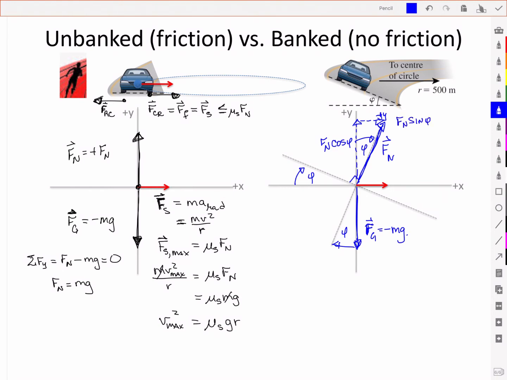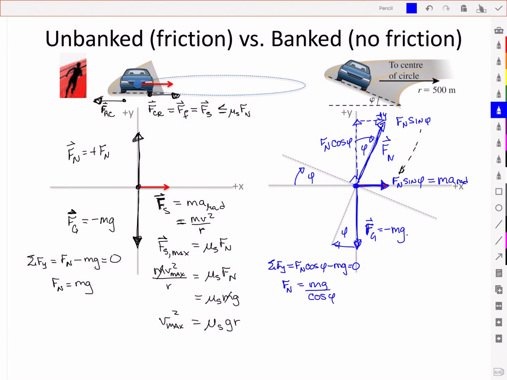And I can show it down here instead, acting right at the center of my body for a free body diagram. So I've moved it down here and I have an Fn sine phi, rewriting it, and it's that Fn sine phi that is giving me my radial acceleration. If we look at the sum of the y components now, we've got an Fn cos phi minus mg all equal to 0. In other words, that Fn, that normal force, is now given by mg over cos phi.